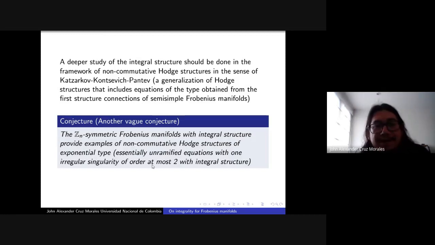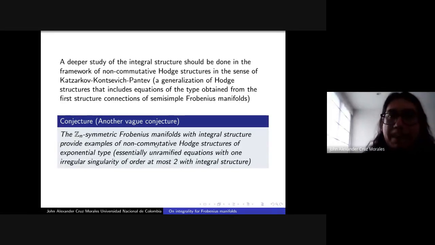So to finish, I would say that the goal of this project is to understand the integrality property for these manifolds, and to look at what is for me the first and natural example of this situation, which is this symmetric Frobenius manifold. So thank you for your attention.